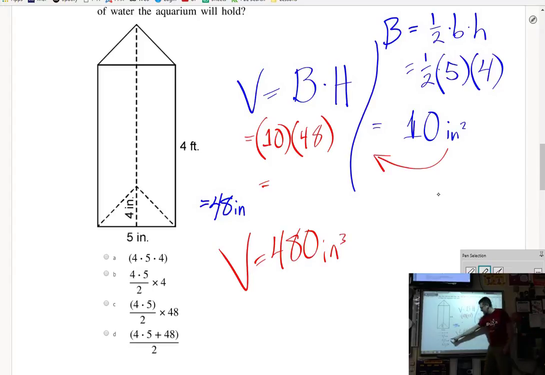This is how you find your triangle area. You either multiply by half or divide by 2. And then when you take it to find the volume, you've got to multiply by its height, and there's its height.